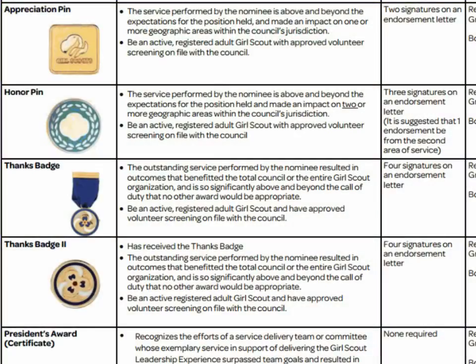It's a bit of a Girl Scout myth that the national awards are to be earned sequentially. Once you have the Appreciation Pin, then next you earn the Honor Pin, etc. Instead, the different awards are for different levels of service and areas of geography served. Notice that the Thanks Badge 2 criteria lists that the person must have previously received the Thanks Badge to be considered for the Thanks 2. The other national awards do not, so a person doesn't need to have previously received the Appreciation Pin to be considered for the Honor Pin, for example.